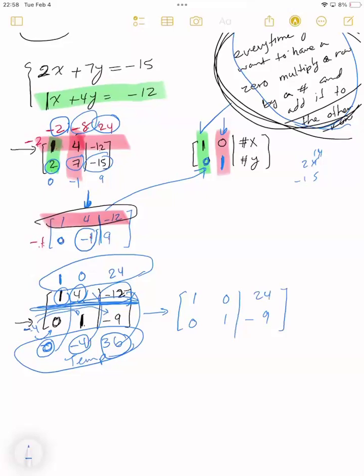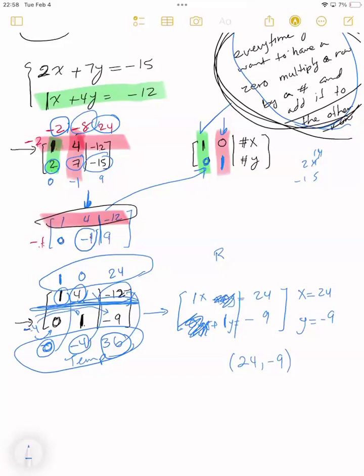This is in the reduced row echelon form. We have 1 on the diagonal, 0 elsewhere. So this is 1x plus 0y equals 24. 0y is just 0. You get x is 24. Here I have 0x plus 1y. 0x is 0. I get y is negative 9. So our solution is 24, negative 9.